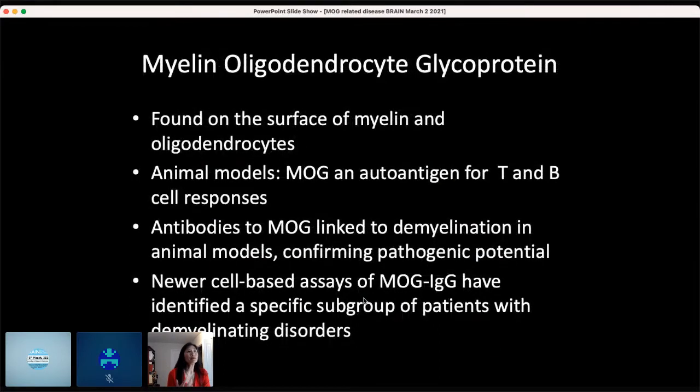Although people were very interested in this for some time, discerning whether or not this was a relevant antibody for disease in humans didn't really come about until the development of newer cell-based assays, developed in different places in Europe, in North America, in the UK. But in the last 10 years, it's been very clear that the newer cell-based assays have identified a specific subgroup of patients with demyelinating disorders.